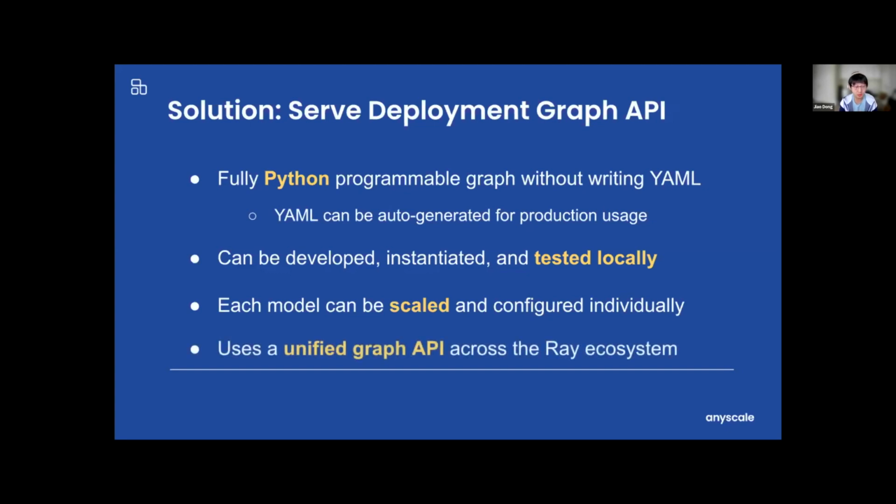And we also use this as a unified graph API because we acknowledge the fact that DAG is a very common abstraction, and graph is a very common abstraction people like to use. You see this in inference graphs, in machine learning models, and you see this in data pipelines. So we want to make sure the API we introduce is unified across the entire Ray ecosystem.